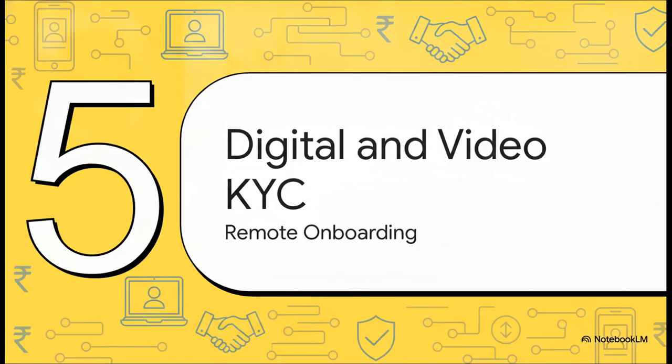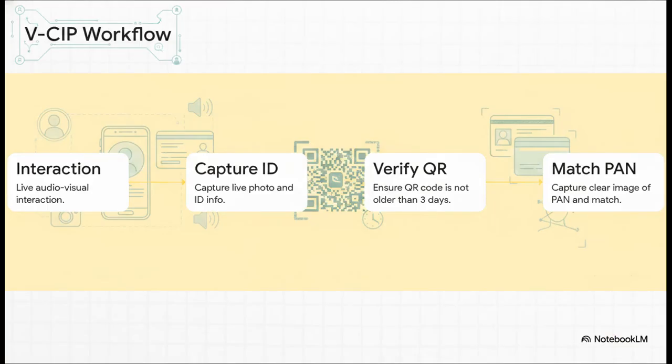On to Section 5. Digital and Video KYC. Exploring remote onboarding. The Video Customer Identification Process, or VCIP, outlined in Chapter 6, Paragraph 18, is actually treated on par with face-to-face identification, but only if it's done flawlessly. It has to be a seamless, live audio-visual interaction with the customer's informed consent. The official has to capture a live photograph.